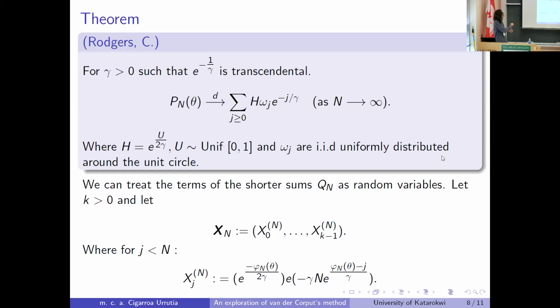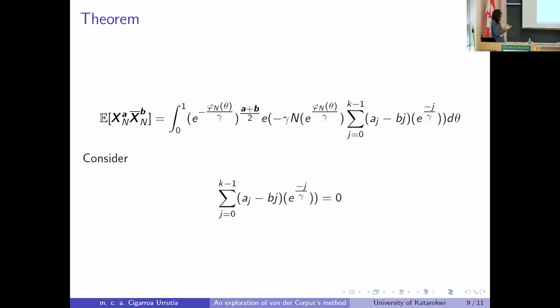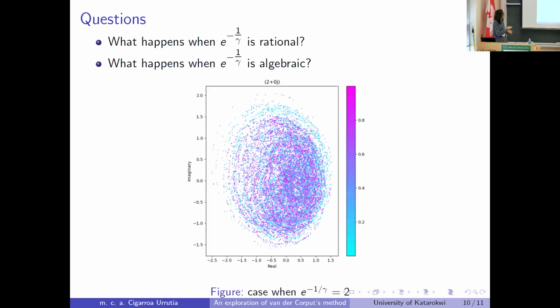So you might notice that we have an extra assumption here. We need e to the minus 1 over gamma, for simplicity, but also it is essential here. We need it to be transcendental, because when we are computing the joint moments, we do get this nice real part, but the phase has this sum, and we can guarantee that this sum is going to be 0 if and only if a_j is equal to b_j only when e to the minus 1 over gamma is transcendental, or at least it's easier. So that also begs the question of what happens when e to the minus 1 over gamma is rational, or what happens when it's algebraic?